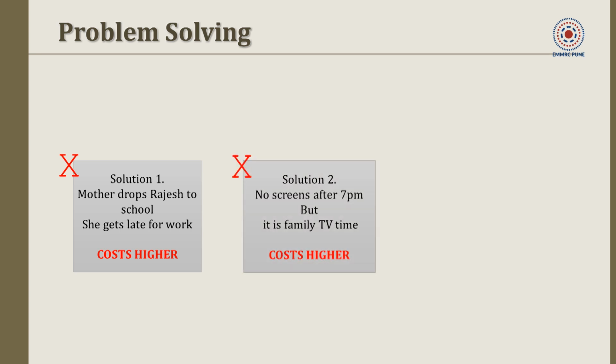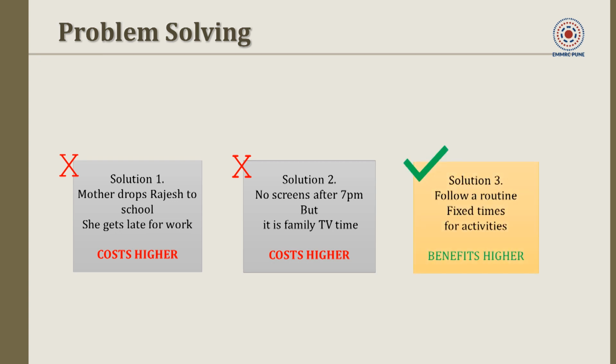Solution 2. No screen time after 7 p.m. This will be hard to enforce as everyone watches TV shows at night. As Rajesh is too young to be left alone, watching TV with the family is unavoidable.